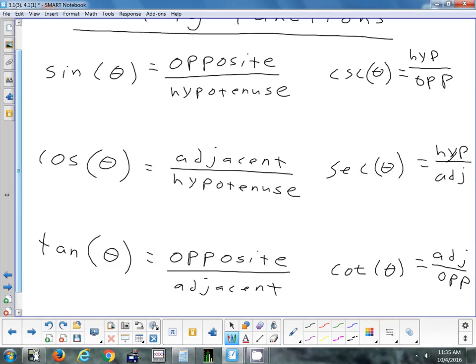So it might seem different than what we did last week. We had sine was y, cosine was x, tangent was y over x. But this is exactly the same thing. It's a different way of looking at it. I'm not going to make the connection right now, but it is the same thing.